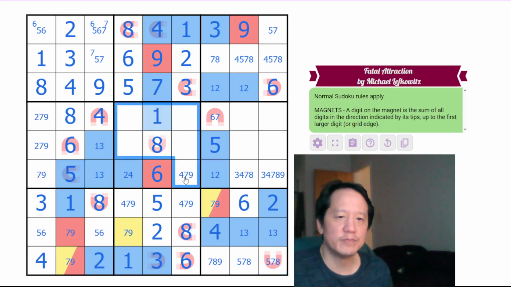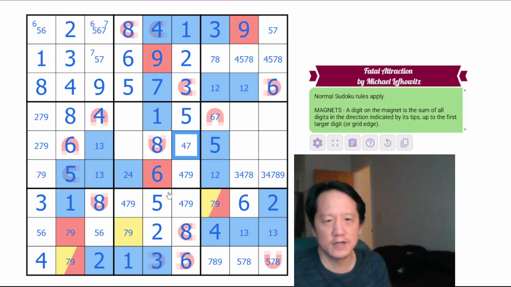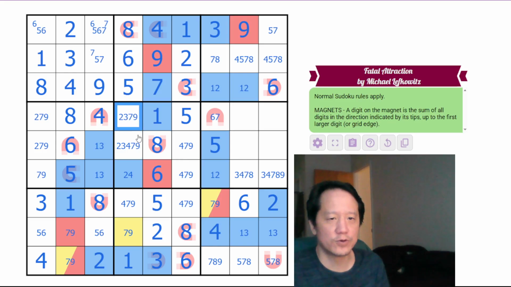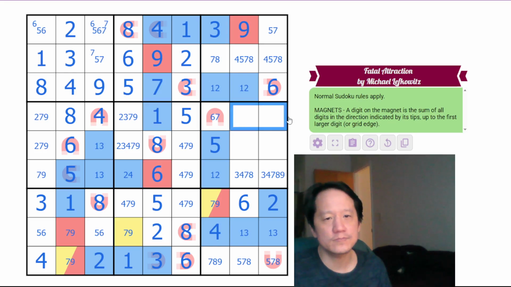Where is 5 in box 5? Cannot be here, cannot be any of these, so 5 has to be here, which leaves this as 479. Remaining digits of column 4 are 2, 3, 4, 7, 9. No 4 here because of 4 in the row. Remaining digits of row 4: 2, 3, 6, 7, 9.